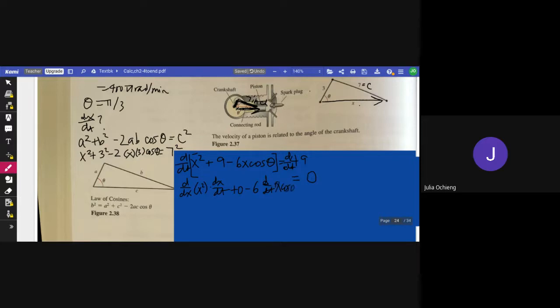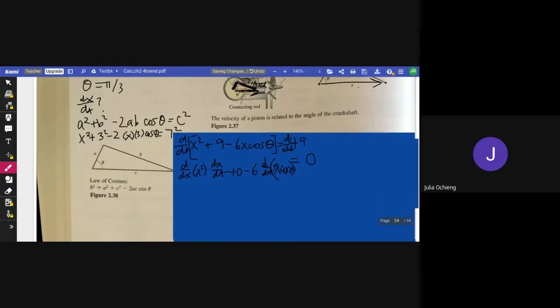And that's going to take the product rule. Let's do this one first because that's easier. So that's going to be dx times dx over dt. I'm just not going to write that 0 anymore. Minus 6. Now let's do this using the quotient rule. So the product rule, excuse me. So that's going to be derivative of x times cosine theta plus x times the derivative of cosine theta equals 0.